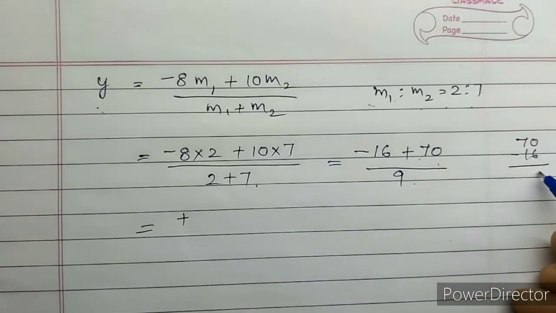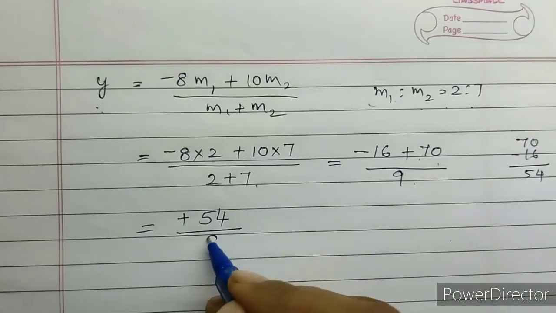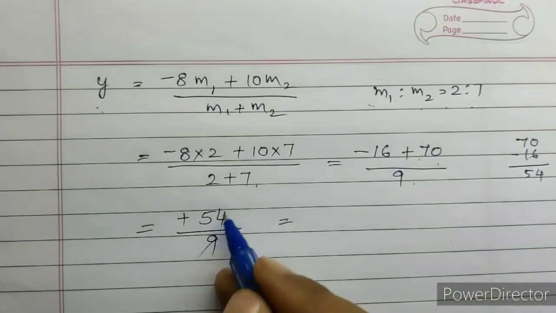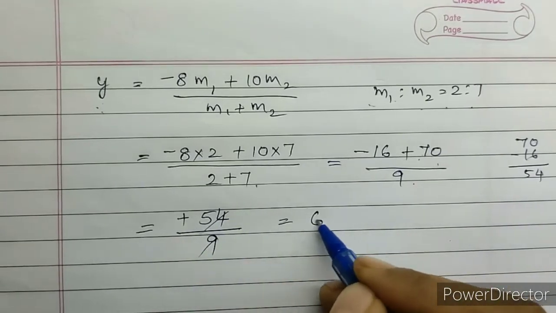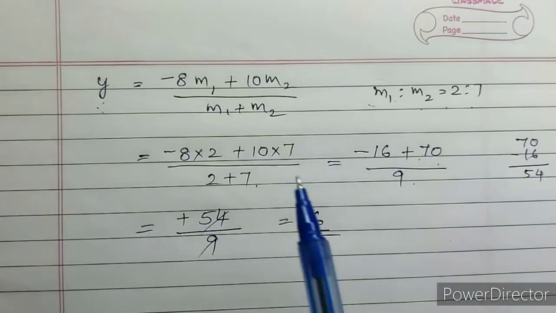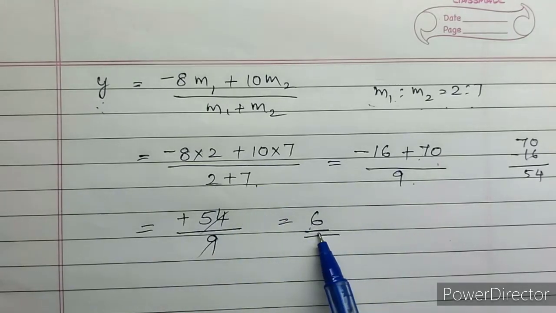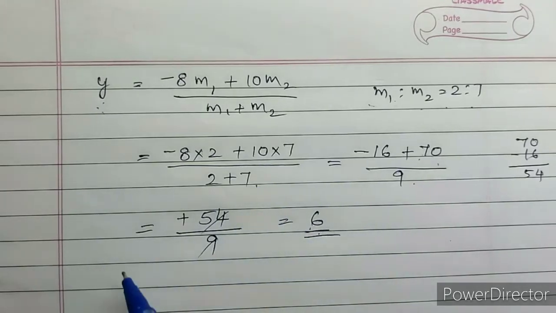70 minus 16: 10 minus 6 is 4, 6 minus 1 is 5. So 54, positive 54 divided by 9. Now cancel it, you will get the answer 6. So y is equal to 6 you got, and before also when the xy coordinates were given, the y coordinate was 6 only. So it is verified, you have to write verified. So completely till here if you do, only then you will get 2 marks. So don't forget, don't stop half the way.